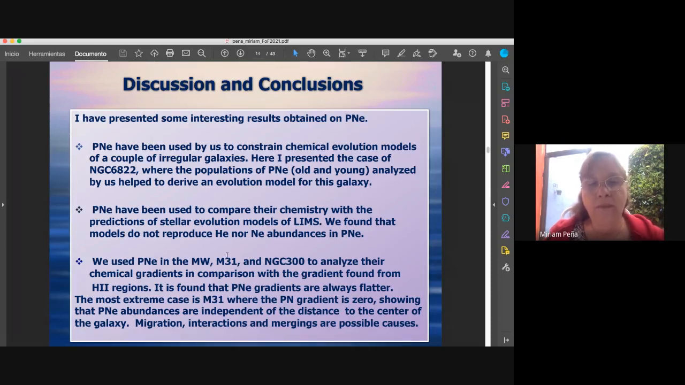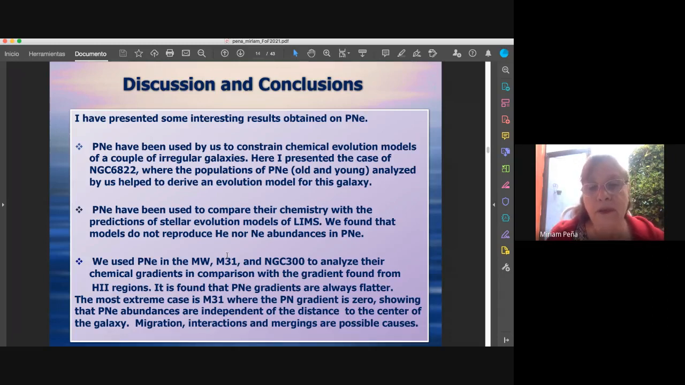It is found that planetary nebulae gradients are always flatter. The most extreme case is M31, where the gradient from planetary nebulae is 0, showing that PN abundances are independent of the distance to the center of the galaxy. All the planetaries in M31 present more or less the same chemical composition, independent of their positions in the galaxy.